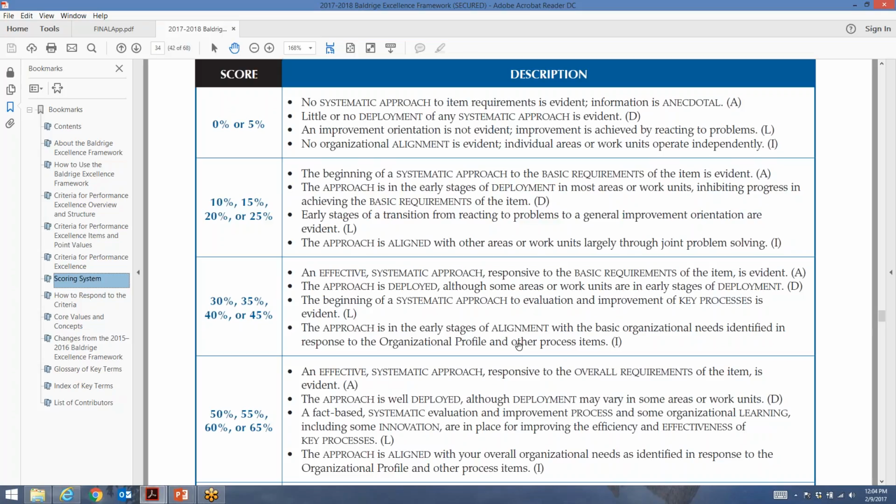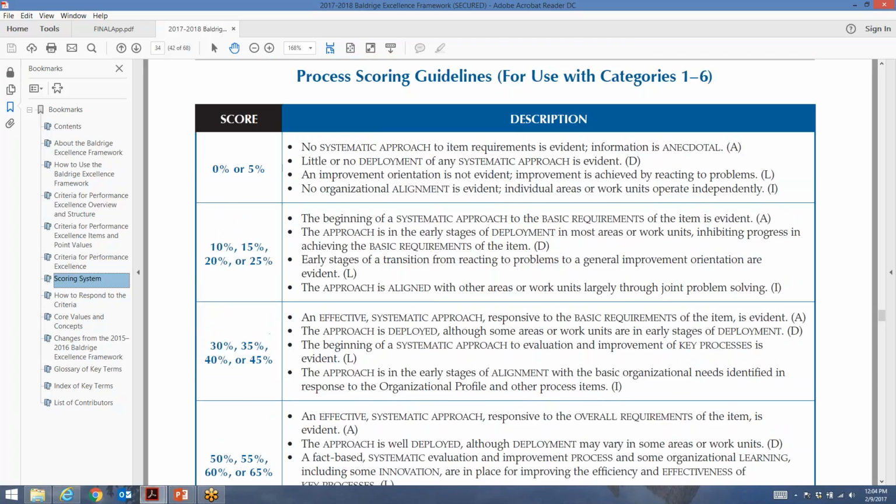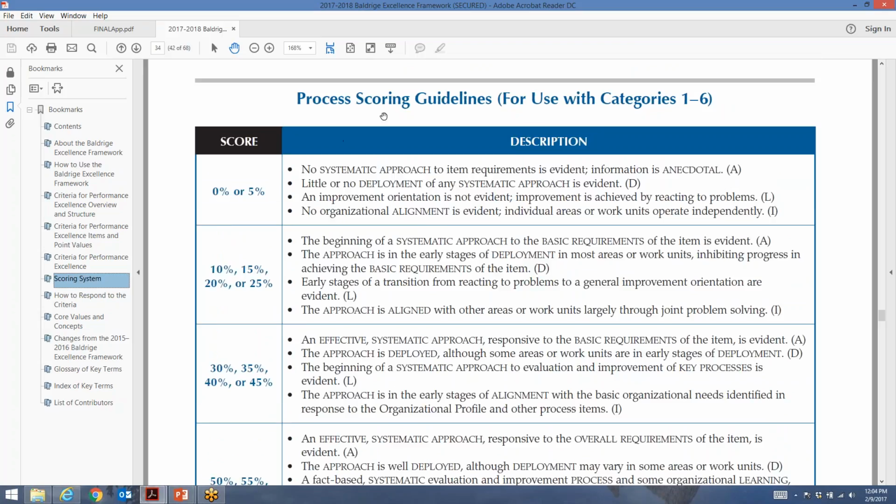Now, if you're an examiner, or have been an examiner, you're very familiar with this, so I'm not going to spend a whole lot of time on it. If you haven't been an examiner or you're new to the criteria, I want to give you enough to point you in the right direction. So the way this scoring section works, this is the process scoring guidelines. It's for categories 1 through 6, and an examiner team is going to use this to come up with a score and a range for each of your category items.